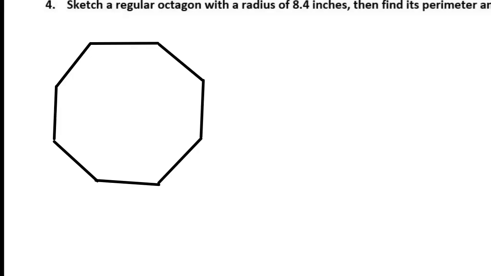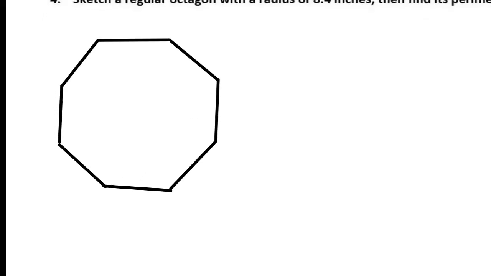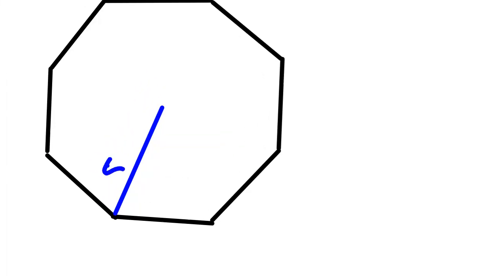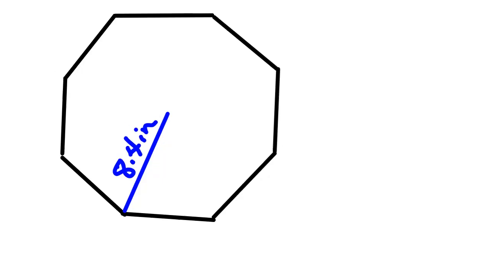So something like this. It's far from perfect, but that's my best shot. All right, a radius goes from where to where on a polygon? From the center to the vertex. So from the center out to one of the corners, I'm going to draw in a radius. That radius is 8.4 inches.